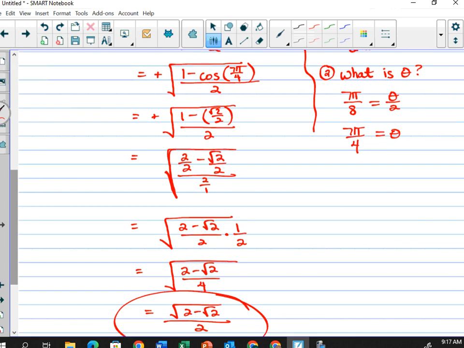Would it be negative? No, because we're in the 4th quadrant and cosine is the x value. So it'd be positive.